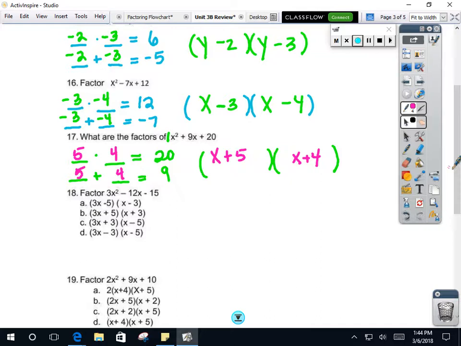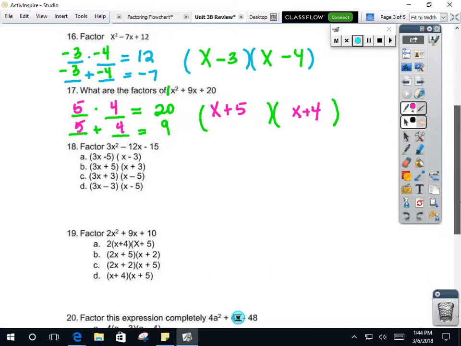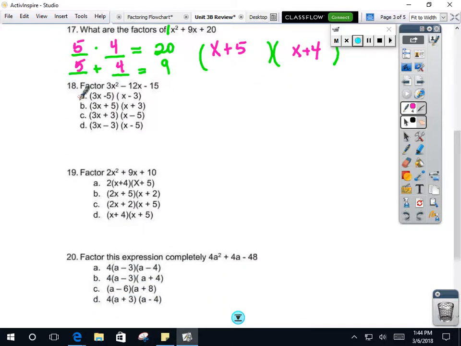All right, number 18 is a bad problem. I should have told you before. Scratch out the choices. There's no right answer.